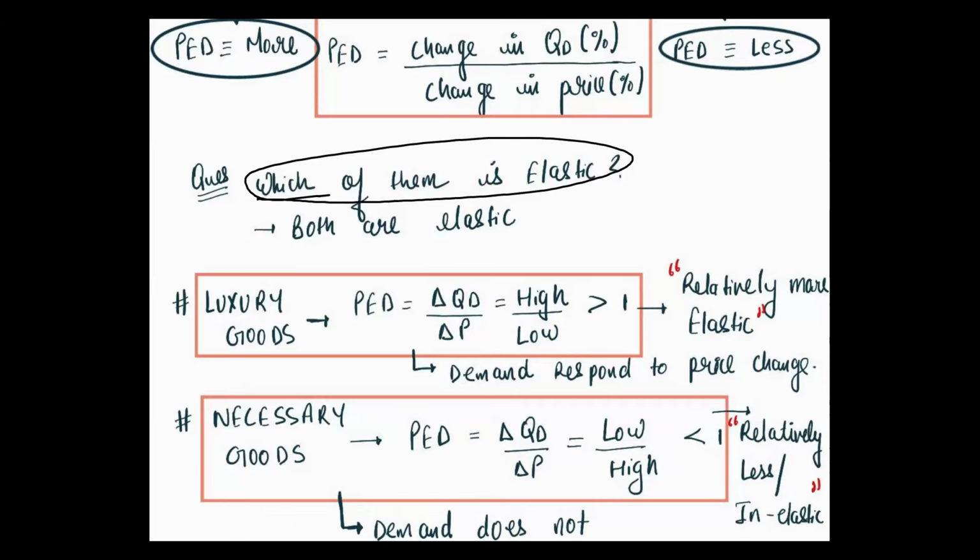you will not say, "Sir, luxury goods are more elastic." Don't say it like that. Both of them are elastic, both are responding to the change in price. You can't choose one. You can say relatively luxury goods are more elastic compared to necessary goods. You can't say that one is inelastic. Both are responding with the change in price, but some respond more, some less. So we will see luxury goods.